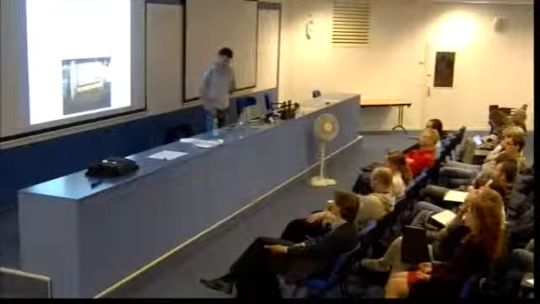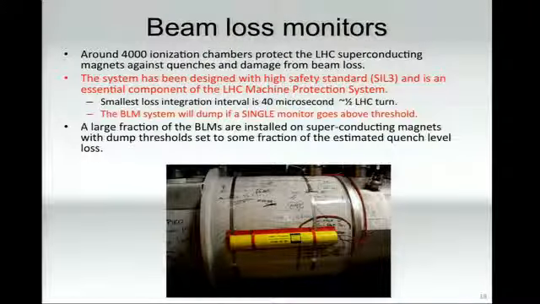And the thresholds, most of them are on superconducting magnets, with a dump threshold set to some fraction of the estimated quench level. So the idea is these will not only protect against damage, they protect against quenches. If we dump beam in, of course, we're going to put heat into the magnets, potentially quench the magnet, and the idea is these will actually dump the beam before we get to that stage. And we've done a very good job.